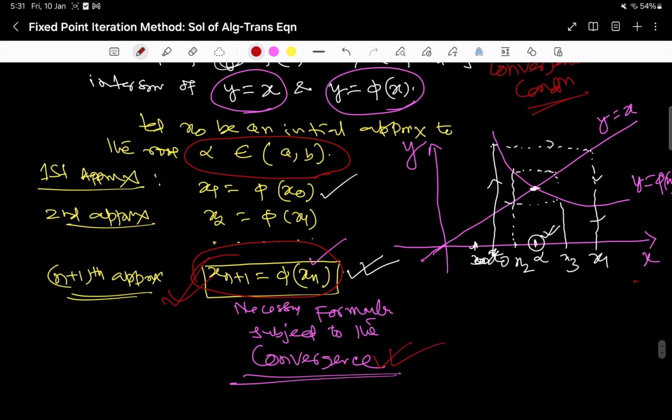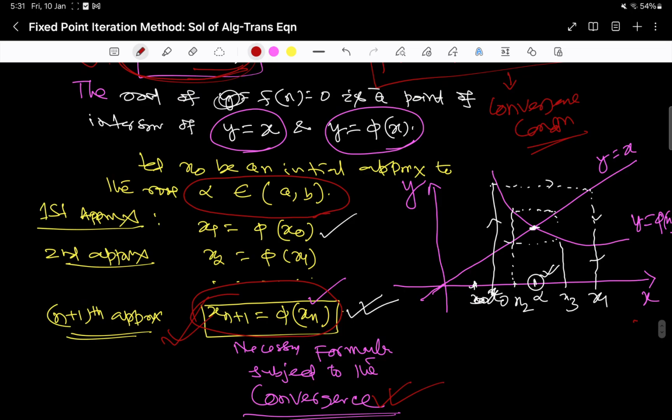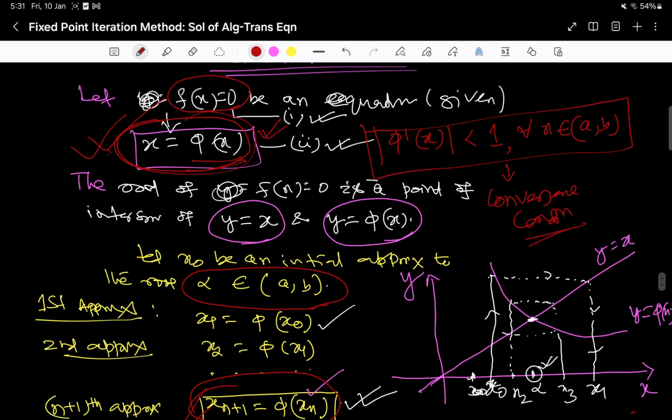And wherever the convergence is slow, and wherever the convergence is rapid. Once we take a proper initial approximation, then the convergence will be rapid, right? But at minimum, this condition needs to be ensured. So to understand this condition in detail, let me write it.